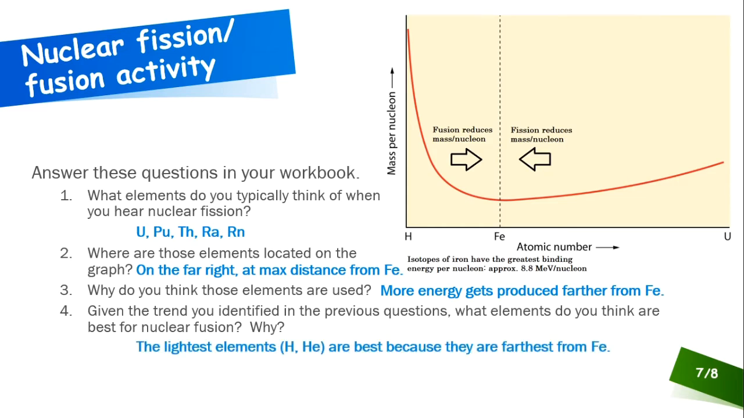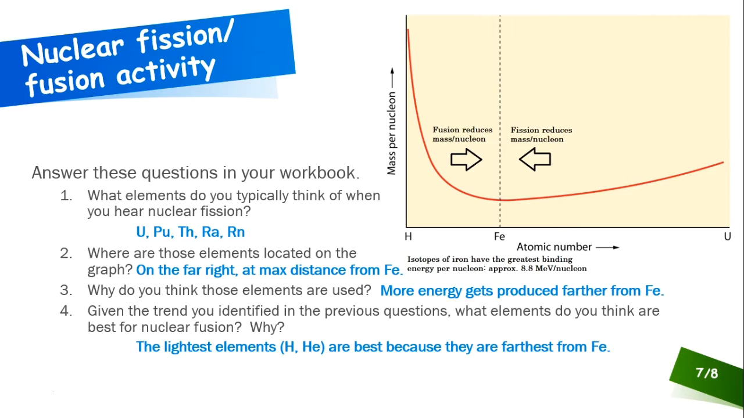Okay, so for question number 4, what elements do you think are the best for nuclear fusion? You're going to be taking the lightest elements. So elements like hydrogen and helium are used in fusion reactions because, again, they're the furthest away from iron. The reason why we want to get away from iron is because if you look at your graph, iron is the lowest point on the graph. That's where the energy we get is going to be minimized. If we want to maximize the energy, then we want to get to the higher points on the graph, so we've got to get as far away from iron as we can get.